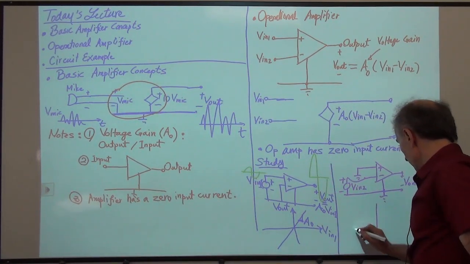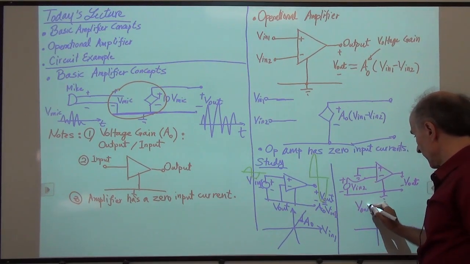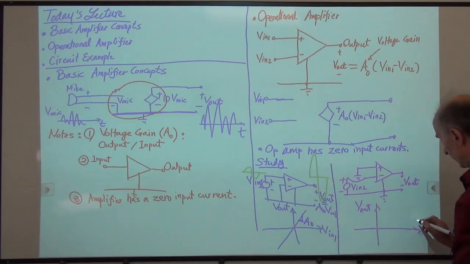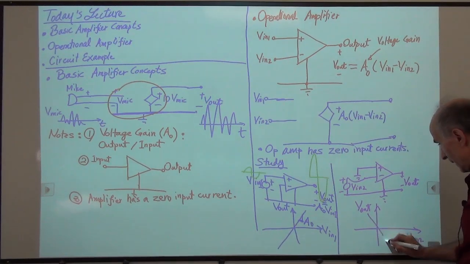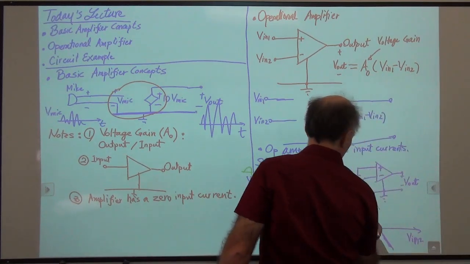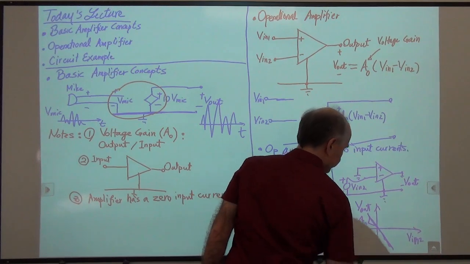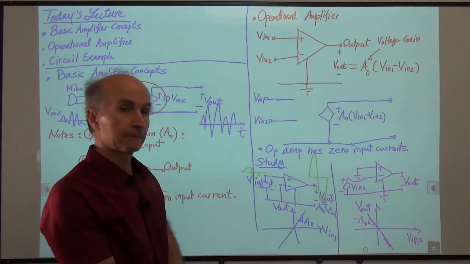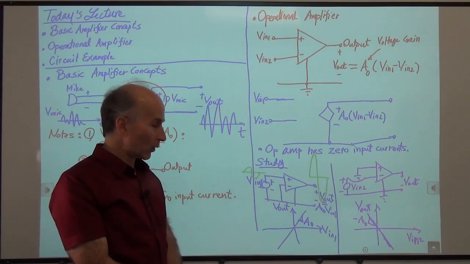You can see that now. It looks like this. So V out as a function of V in 2 looks like this, right? This has a negative slope. So the slope is minus A0. So far so good? Okay.